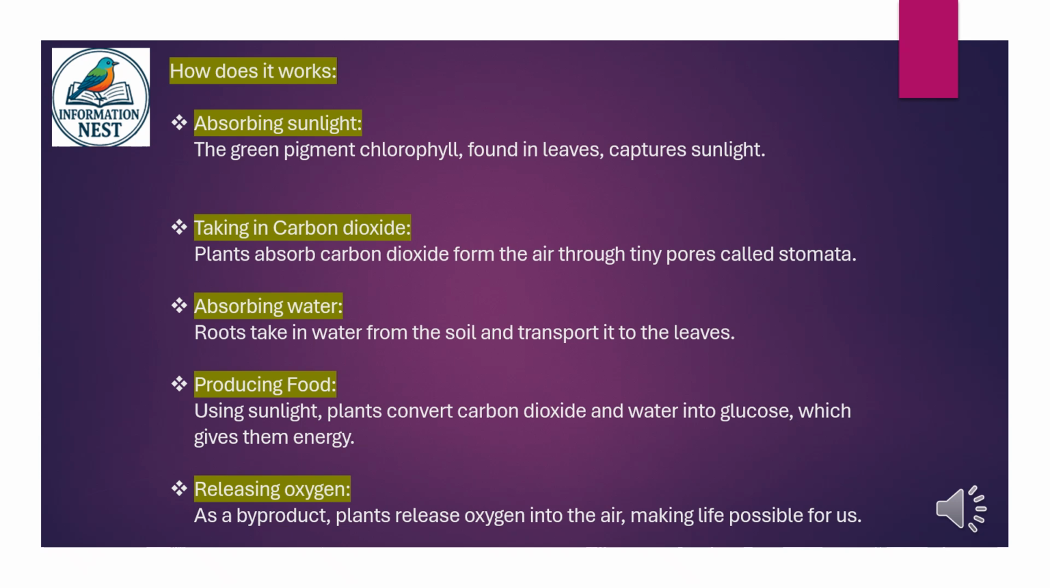Then through the roots, the water will be absorbed from the soil, and this water is transported to the leaves. Then finally, all these together produce food, which is nothing but energy in the form of glucose, which gives the essential nutrients for the plants to grow. Then finally, as a byproduct, the plants will release oxygen into the air. So that's how we all are able to be alive by taking in the oxygen, right?